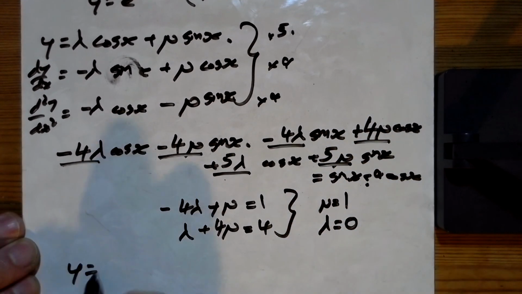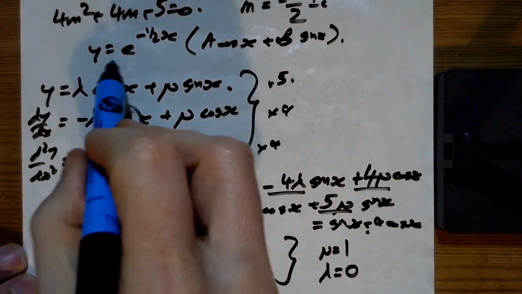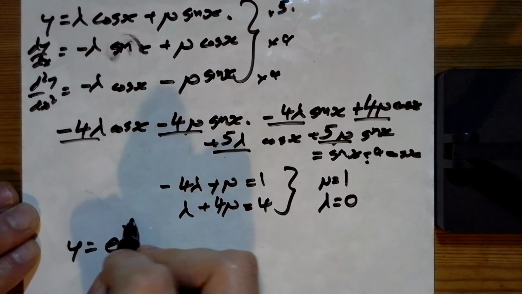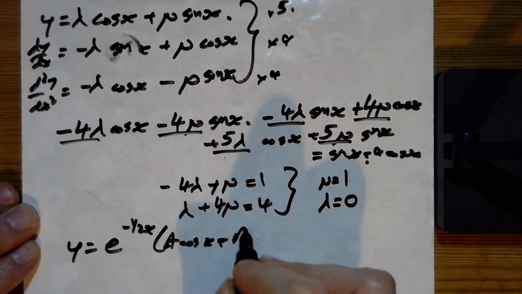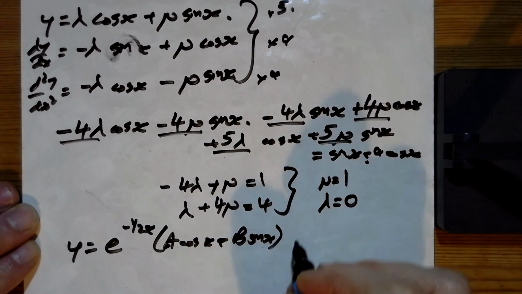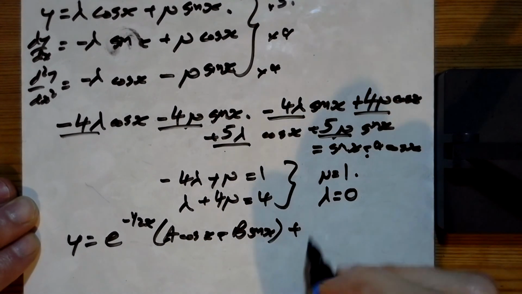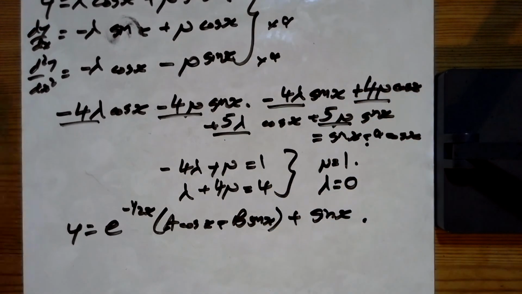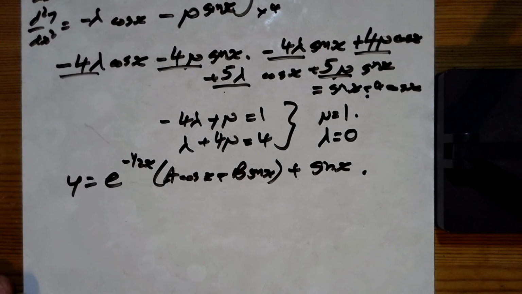So the answer is the complementary function from earlier. So that was e to the minus half x, a cos x plus b sin x. Then we also need to add the particular integral, so plus 1 sin x. So there's my general solution for all of that, and we're still not finished because we've got to now find out what it actually equals.